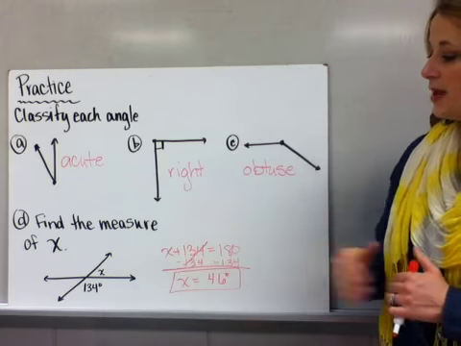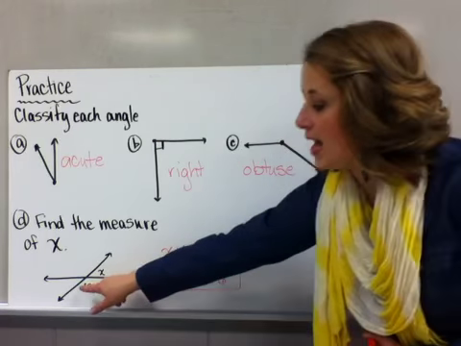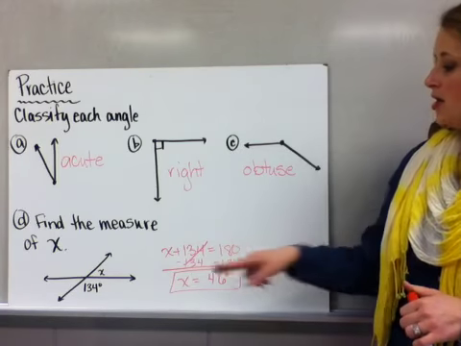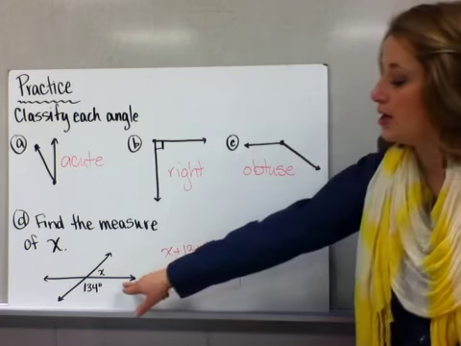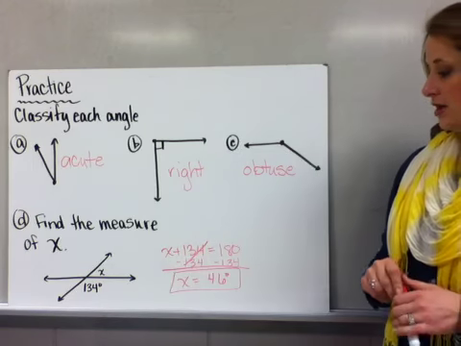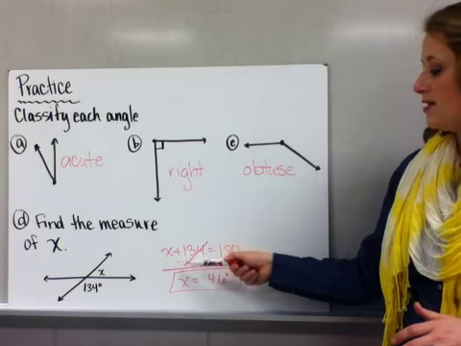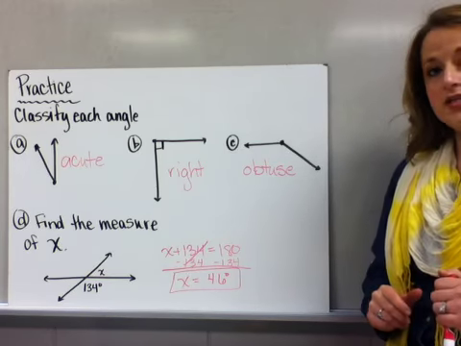And on D, find the measure of angle X. Since these two angles are side by side, they form a line. They are supplementary angles. So I know that the measure of angle X plus 134 degrees is going to equal 180 degrees. Then it's an equation I'm going to solve. I'm going to undo adding by subtracting 134 on both sides so that X equals 46 degrees.